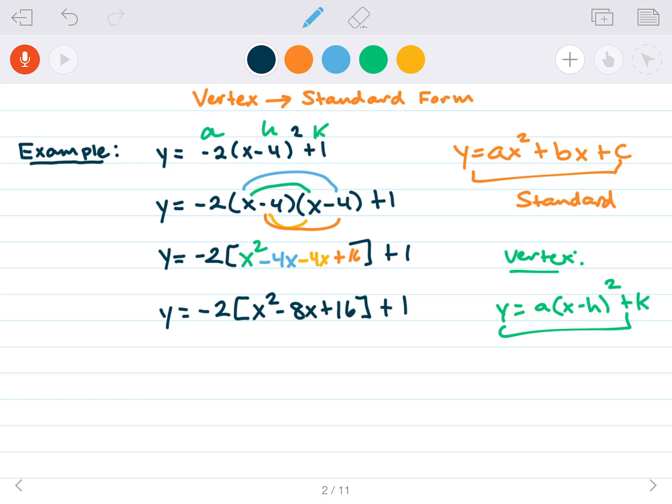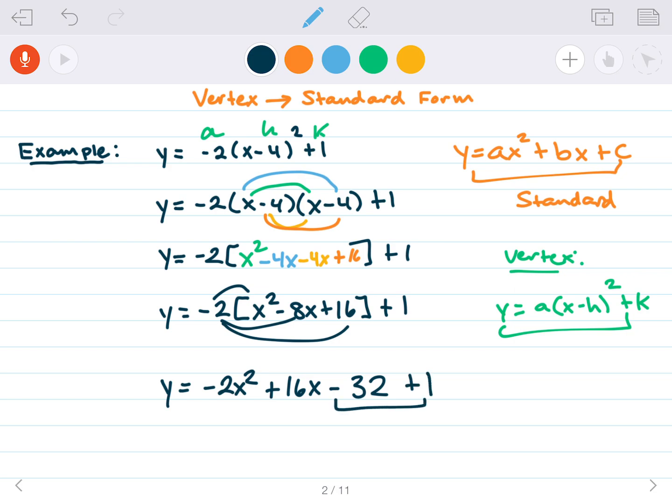and then I still have this plus 1 on the outside. So I'm going to go ahead and distribute this -2 on the inside to all of those guys. And I'm left with y equals -2x squared. -2 times -8x is a positive 16x, and a -2 times a positive 16 is a -32, and I still have that plus 1 at the end. So the last thing I can do is combine -32 and positive 1 to make -31.